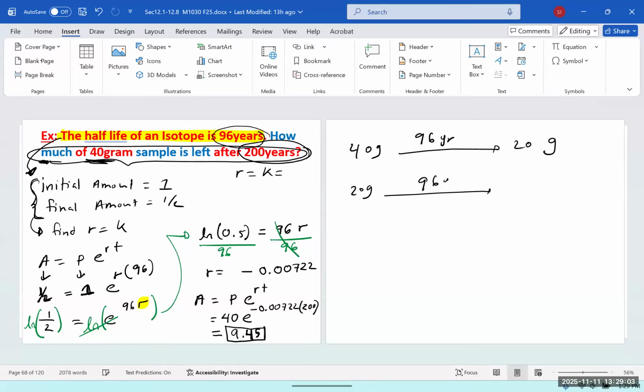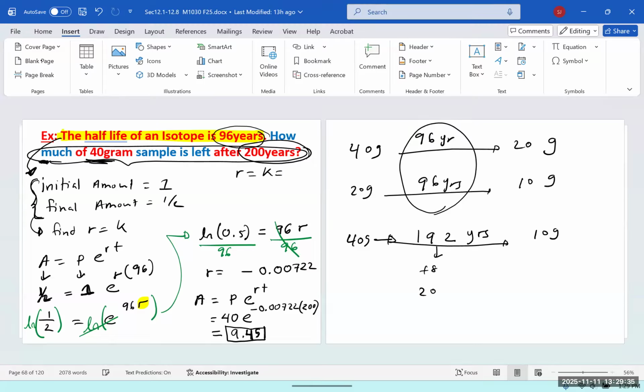After another 96 years, how much will it become? 100 grams. So how many years have you spent already? 6 plus 6, 12. 9 plus 9, 18. So 192 years, and the 400 gram turns into 100 gram. But they said you waited 8 more years. So 200 years.